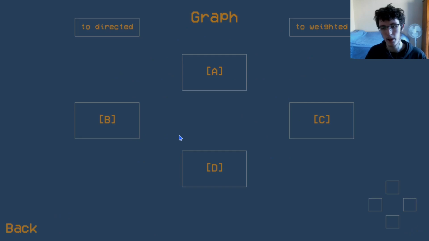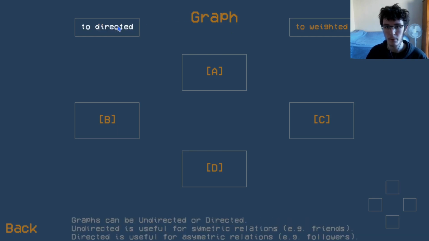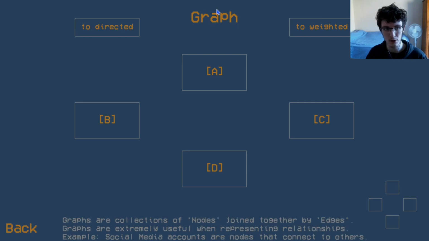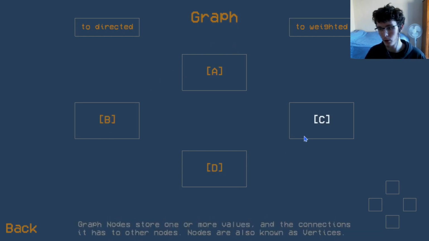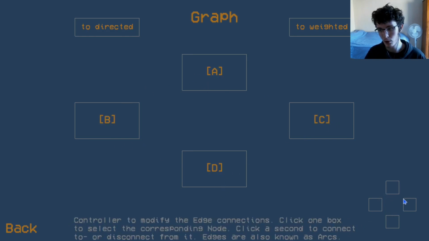If I go into one of the pages, for example, graph, you can see what the application has to offer. We've got a title up here. We've got 2 buttons for changing some of the settings that relate to graphs specifically. We've got the main model, which is these 4 boxes here. And we've got this controller down here, which allows you to interact with the graph.